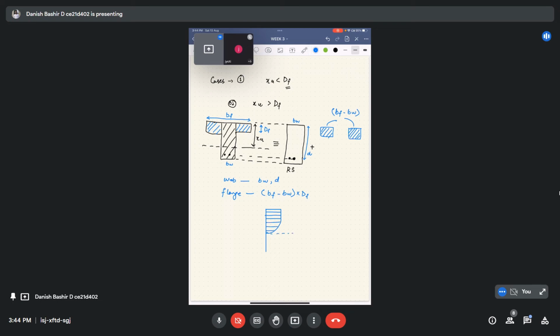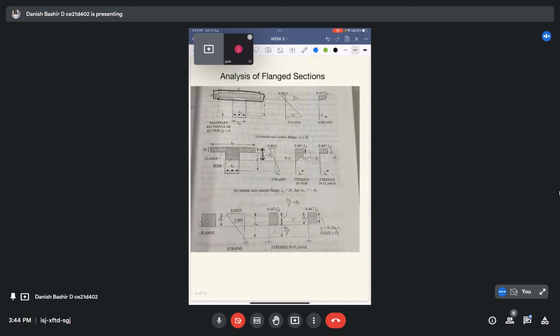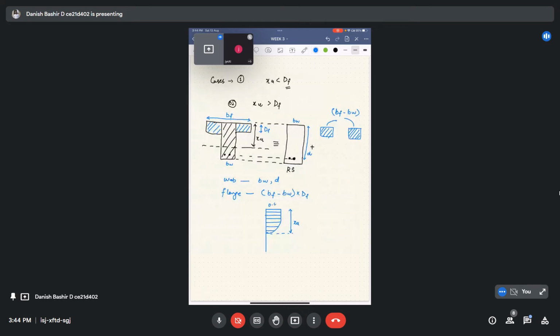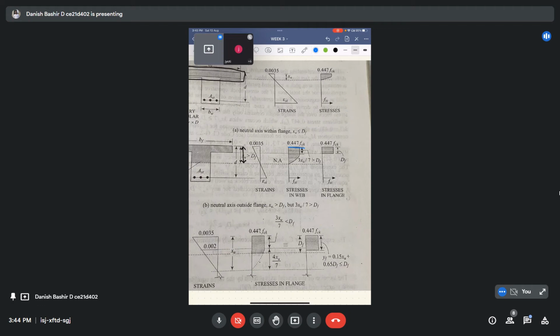It is up to x2 like this. X2, it's shown here, x2, up to this x2, and 3 by 7, and it is 4 by 7 x2. It has a value of 0.447 FCK. Here I can show it is 0.447 FCK, and this 3 by 7 XU.